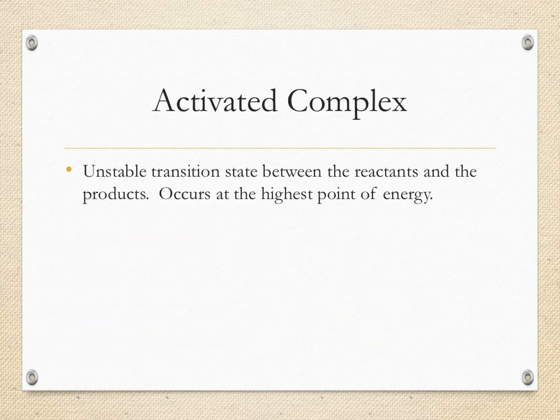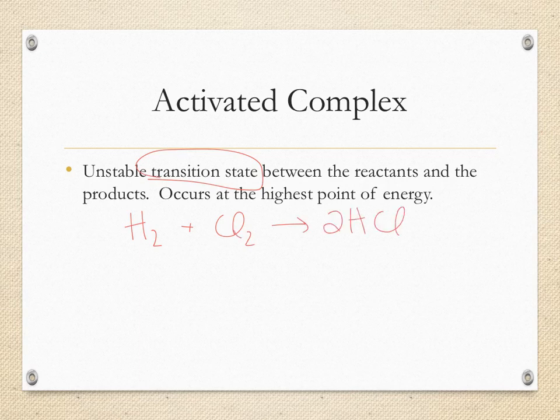Almost last term to know is the activated complex. That's an unstable transition state between the reactants and the products. It occurs at the highest point of energy. So here I'm going to give you a reaction to look at. Let's just say we have hydrogen and chlorine, and it's going to make hydrochloric acid.